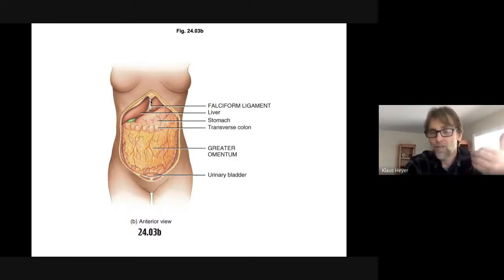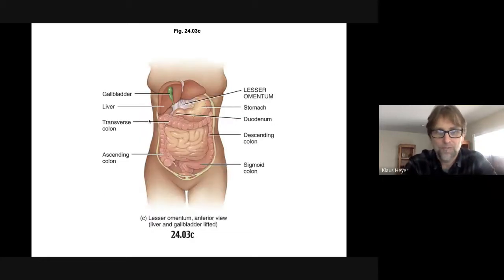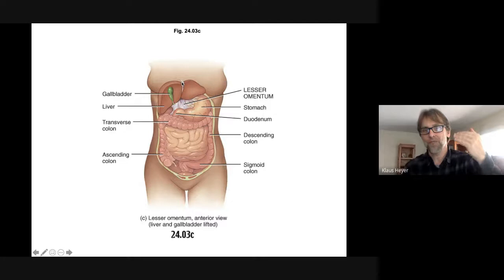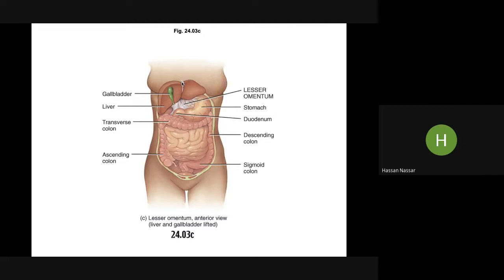And then on the other side of this, let me show you this one. Right here is the lesser omentum. It's attaching the stomach and part of the small intestine here. It's attaching it to the liver. So the liver's attached to the diaphragm, the stomach's attached to the liver. What is it, like cartilage? Yeah.